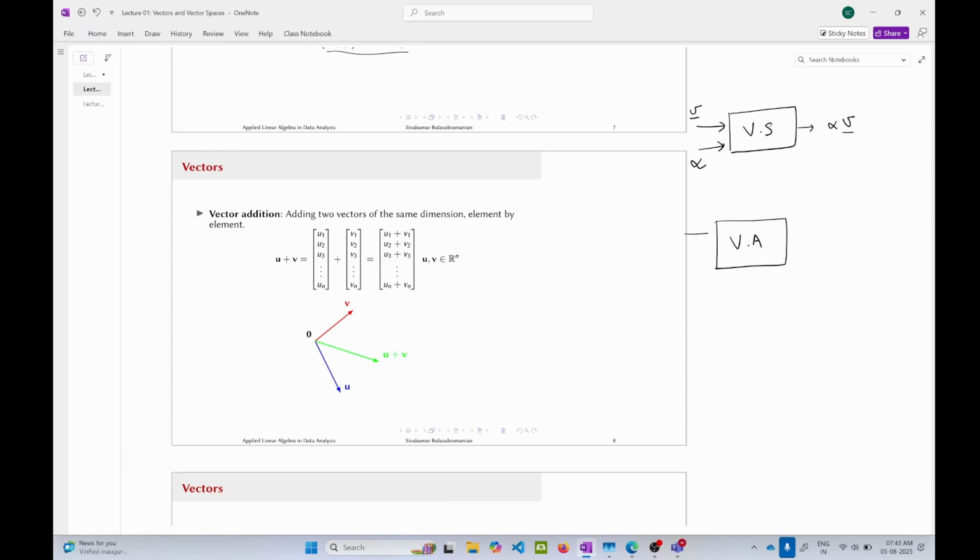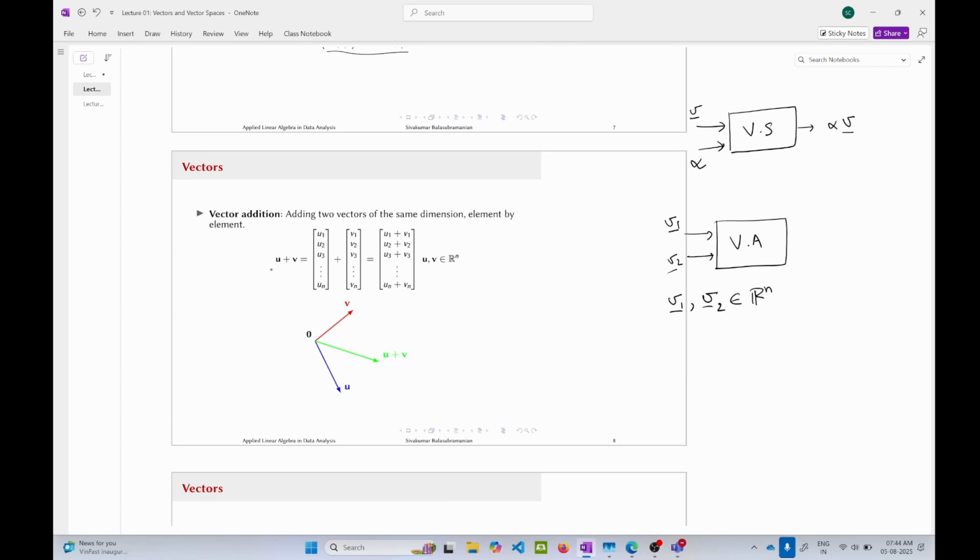On the other hand, vector addition, I'm going to call it VA. It takes two vectors, V1, V2, and both these vectors have to be from the same space. That means in this case, we'll assume both V1 and V2 are from Rn. You cannot add a vector from R2 and R3. The vector addition operation is defined only for vectors from the same space. Okay? And R2 and R3 are different spaces.